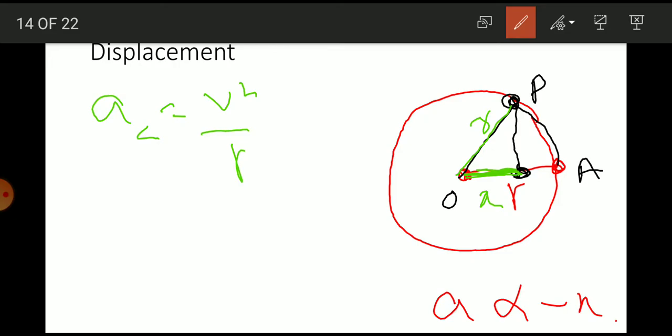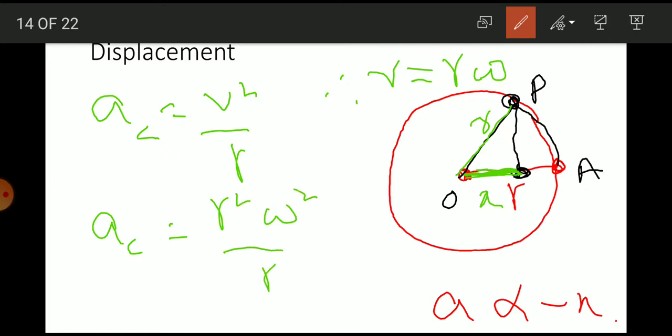Now v is equal to r omega, as we know. So centripetal acceleration is equal to r square omega square divided by r. R cancels. a is equal to r omega square. This is the centripetal acceleration.